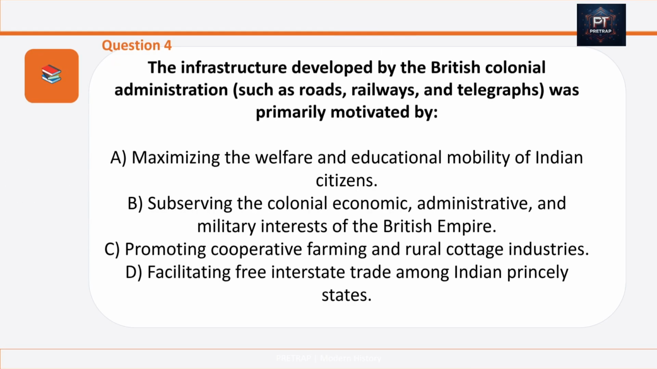Question number 4 is, the infrastructure developed by the British colonial administration such as roads, railways and telegraphs was primarily motivated by option A. Maximizing the welfare and educational mobility of Indian citizens. Option B. Subserving the colonial economic, administrative and military interest of the British Empire. Option C. Promoting cooperative farming and rural cottage industries. Option D. Facilitating free interstate trade among Indian princely states.